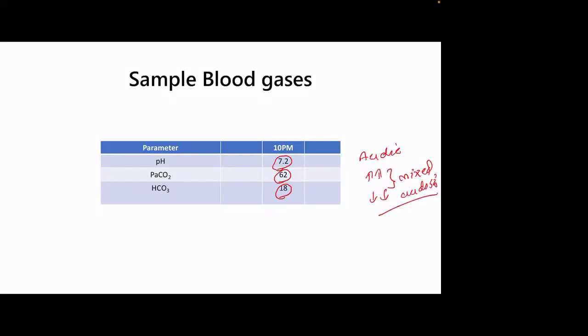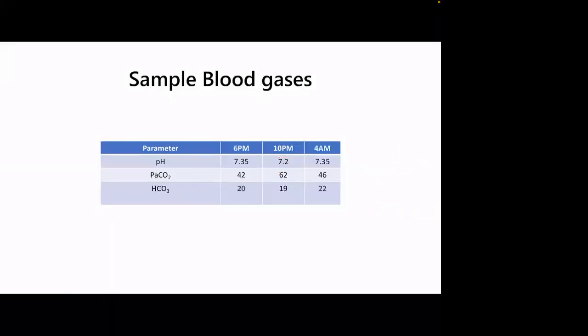But we have to know whether this mixed acidosis is the major defect in this infant. So for that, we need to know the previous blood gases. If we look at the previous blood gas, we can see that at 6 p.m., the same infant had a perfect gas with the PaCO2 of 42 and bicarbonate of 20 and a pH of 7.35. But at 10 p.m., this infant has got respiratory acidosis with increase in the PaCO2 levels. And the bicarbonate is not that much decreased. Okay.